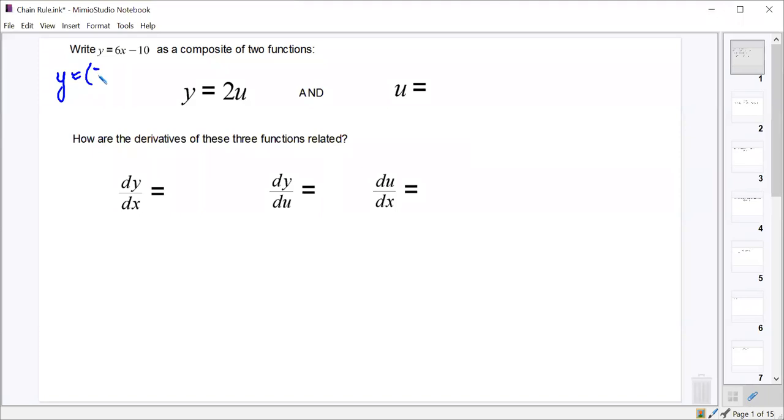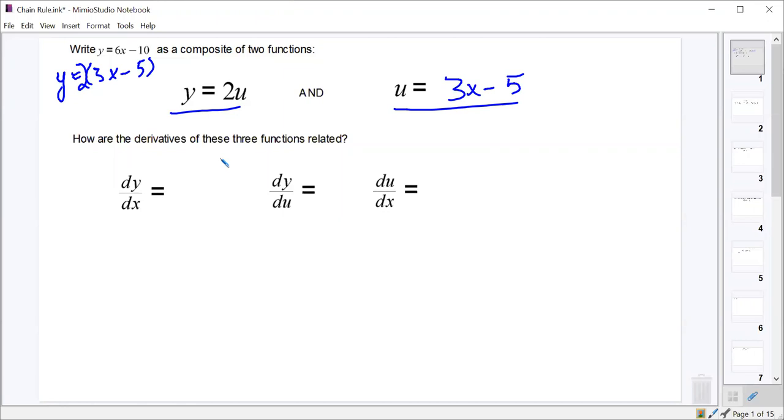3x minus 5, right? If you factor a 2 out of this, you have 2 times 3x minus 5. So if u was 3x minus 5, then y equals 2u with u equals 3x minus 5 should be the same as y equals 6x minus 10. Everybody agree with that? Yeah. All right. Cool.